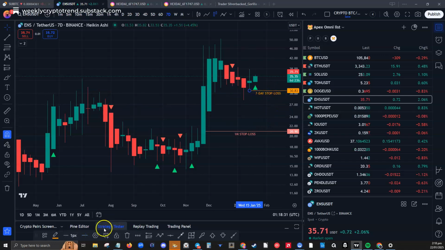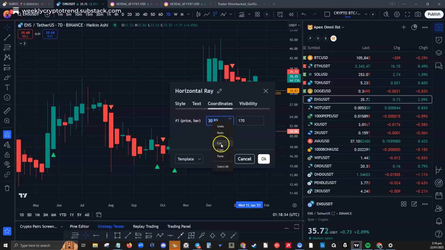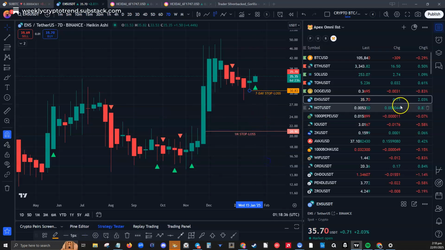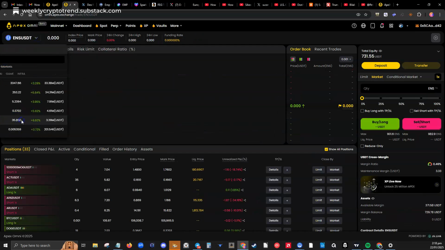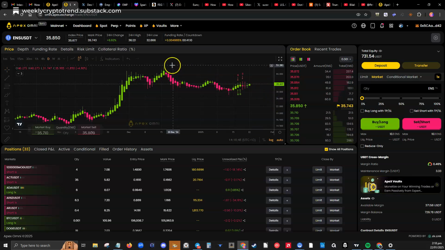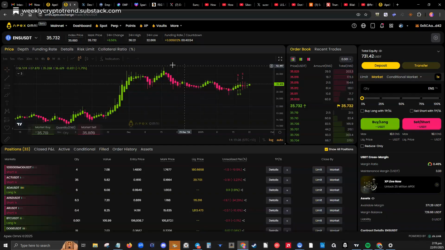So let me just look at these coordinates and just copy it. Copy. Okay. And so that's ENS. So that's going to be a long. So let's get in there. ENS is right here. Okay, I just want to hit refresh, and I want to see if it resets the leverage. Because sometimes it wants to reset the leverage higher, and I'll manually lower it down, and it'll work straight away. Yeah, it's still saying 1x leverage here.